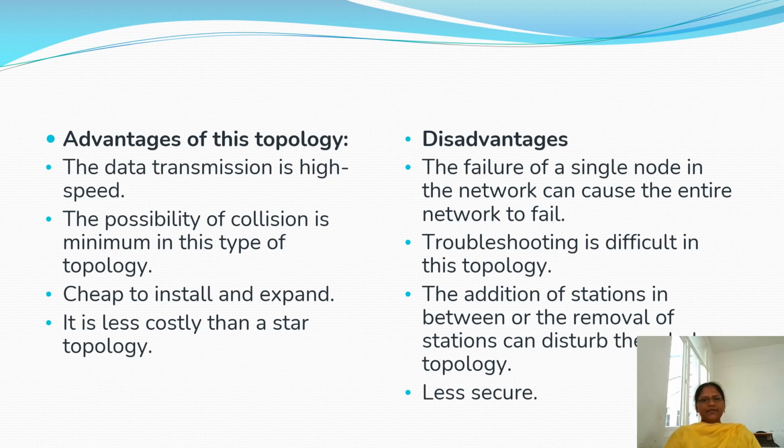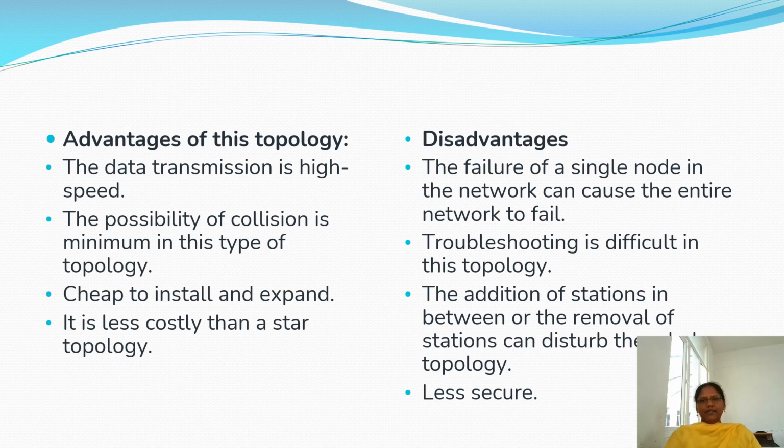These are some of the advantages and disadvantages of ring topology. With respect to the advantages, data transmission is high speed and collision is minimal when compared to the bus topology. With respect to installation, it is low cost when compared to other types of topology, and it is less costly when compared to the star topology.